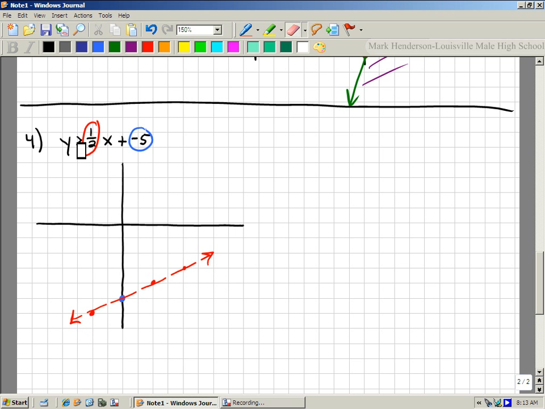Why is it dotted? Again, it's dotted because of this right here. Because it doesn't have an equal to underneath it. Let me have you try one of those on your own.